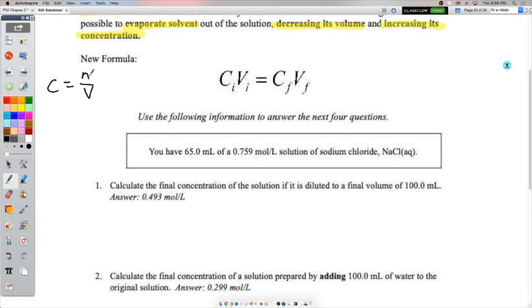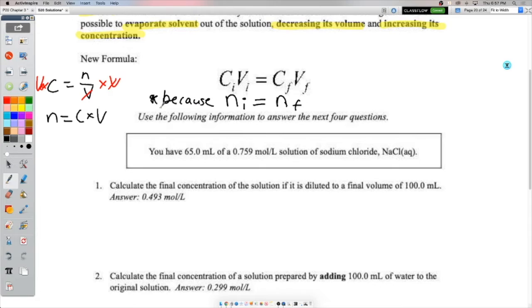So let's just manipulate this really quick. C was n over V. If I multiply both sides by V, what have I got here? n equals C times V. So CV, what is this? This is n. And you notice initial, initial, final, final. So why are we allowed to say that the initial concentration times the initial volume is equal to the final concentration times the final volume? We're allowed to say that because we didn't add any Kool-Aid. We didn't remove any Kool-Aid. So the number of moles of Kool-Aid is equal to the number of moles of Kool-Aid in the end, because we didn't add any, we didn't remove any. So this is why this equation works.